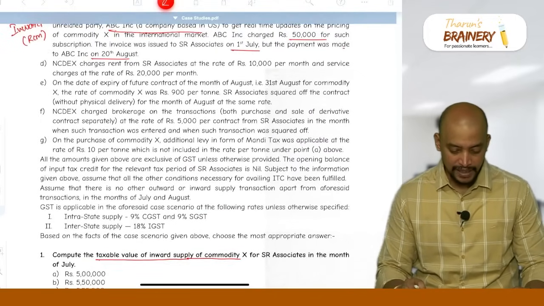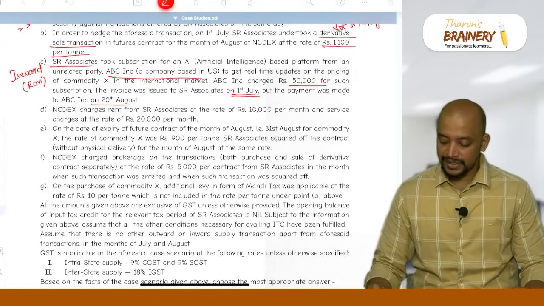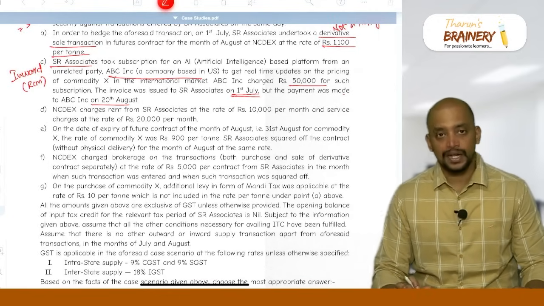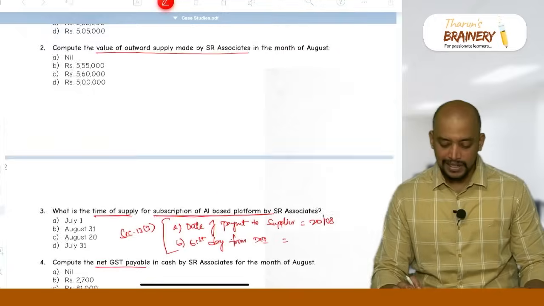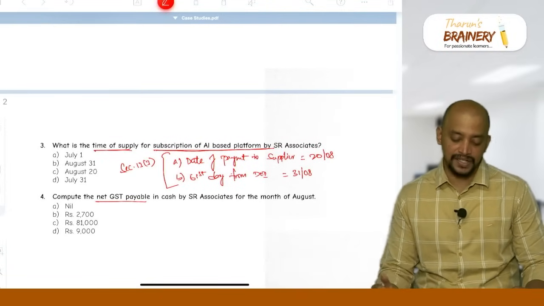So what is the date of invoice here? The date of invoice is 1st July. So we need the 61st day. You add 30 days in July and 31 days in August, so 31st August is the 61st day.